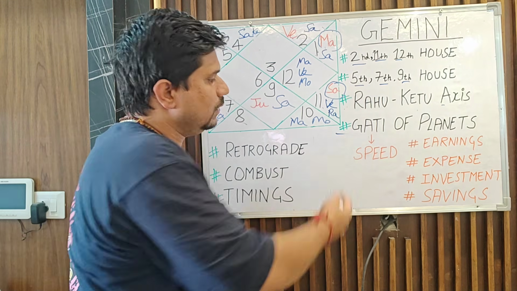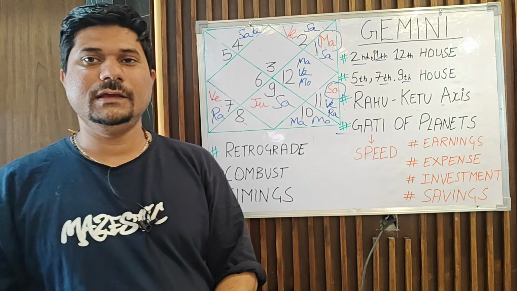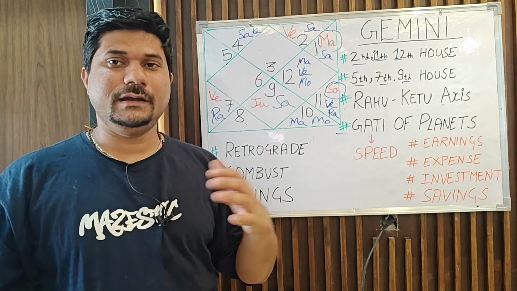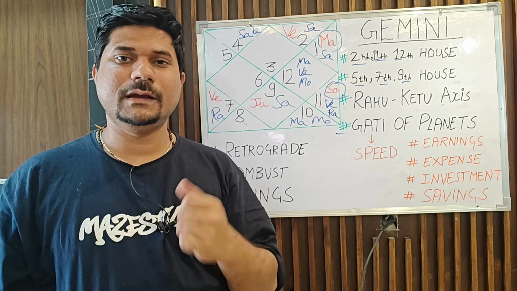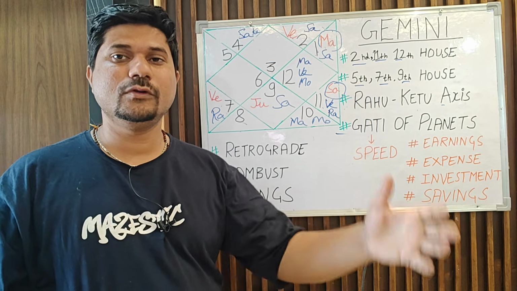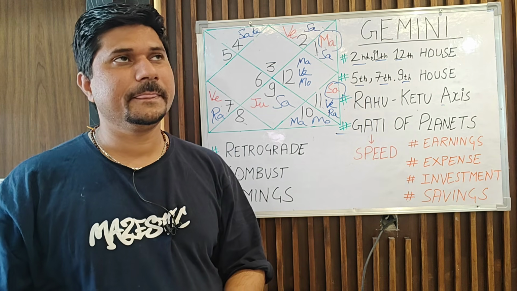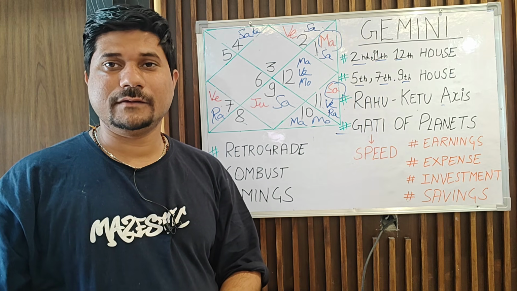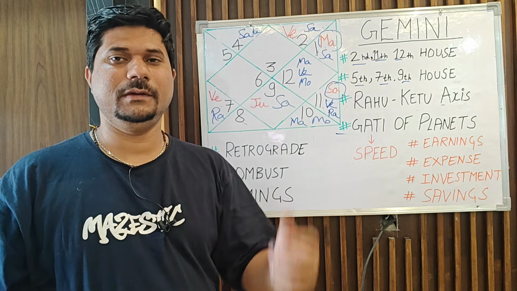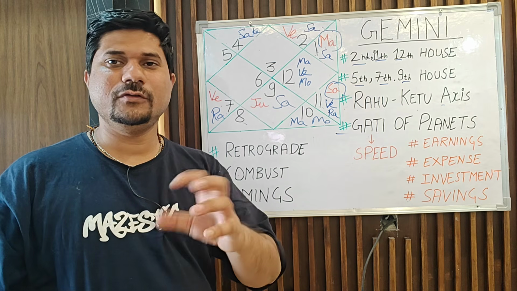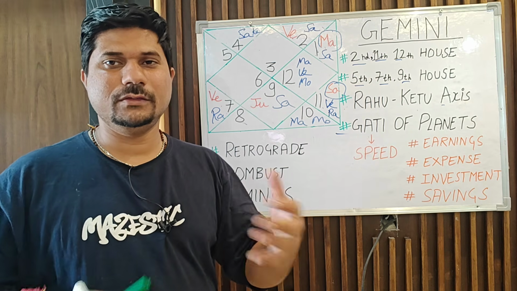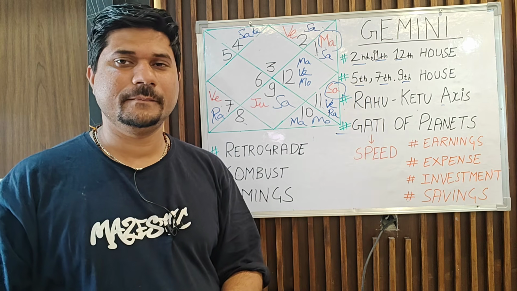Next, let me help you to understand the new concept, which is Gati, the speed of the planets. Now the speed of planets differs actually. There are certain fast moving planets in Vedic astrology and there are certain slow moving planets. Now what are the fast moving planets? Moon, Mars, Mercury, Sun, they are fast moving planets. They stay in one zodiac sign for maybe 2.5 days, Moon till 1 month, 2 months. So these are fast moving grahas.